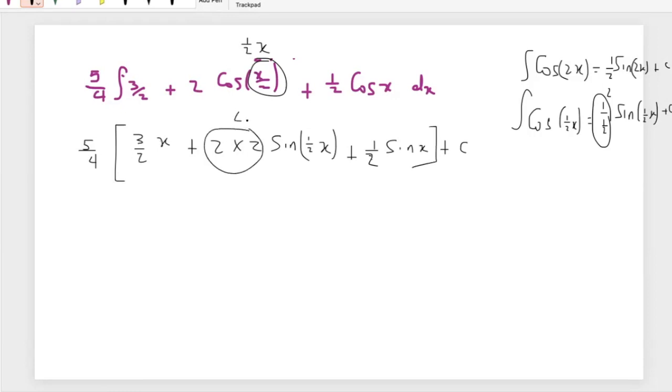Now 2 times 2, that's 4. So I have 5 over 4. And then rewrite everything: 3 over 2 x plus 4 sine half x plus half sine x plus c.